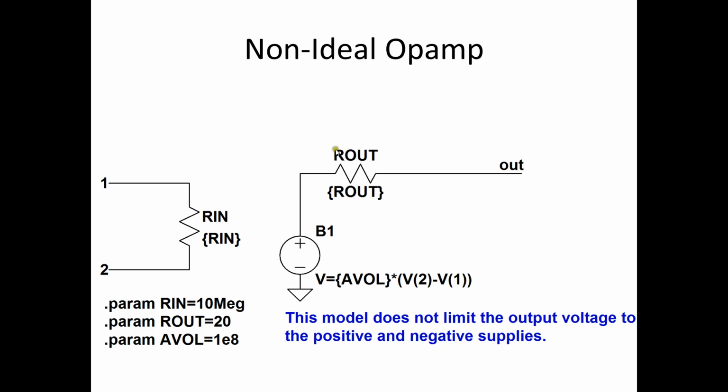So again, ideally this would be 0, and this would be infinite. That means no current comes in and out of those nodes. And this AVOL will be infinite. Doesn't make a lot of sense here, but when we put it in a feedback system, we can get some really good mathematical operations out of this circuit.